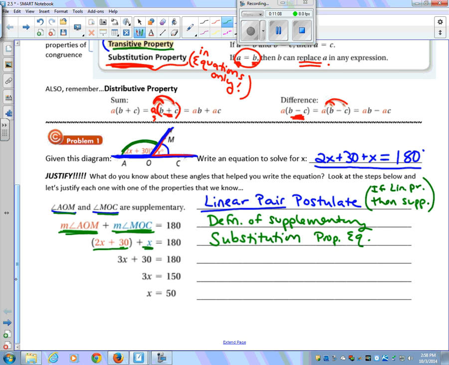Now, we can simplify in the next step. I'm just going to say simplify. It's combining like terms. Then what do we do from this step to this step? Hopefully you guessed subtraction property of equality. And then what do we do from this step to this step? Hopefully you recognize division property of equality.